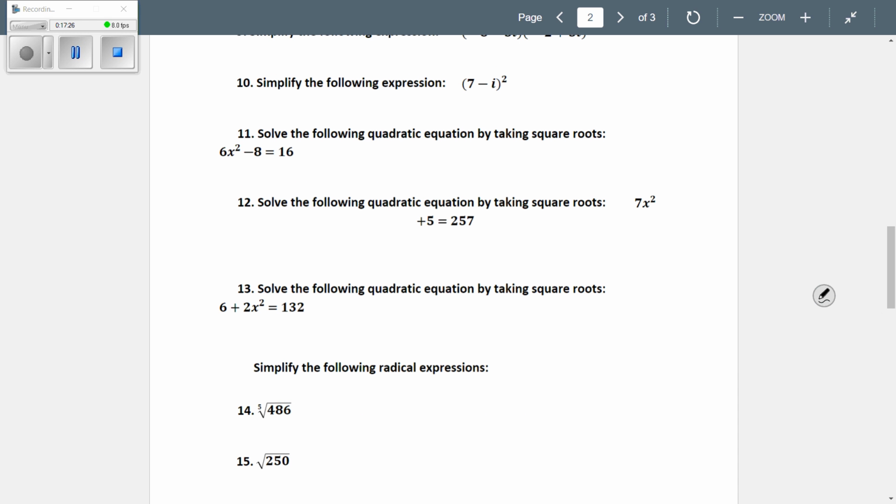All right, looking at number 11. Solve the following quadratic equation by taking square roots. This is the one where you need to isolate x squared. You need to get x squared by itself. After that, it's smooth sailing. So how do we get x squared by itself?